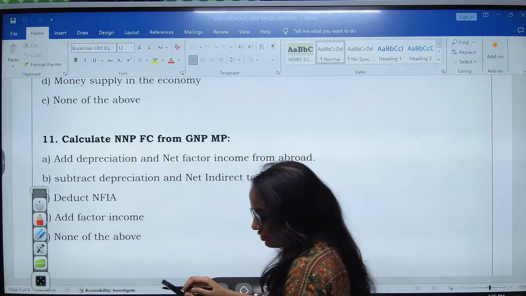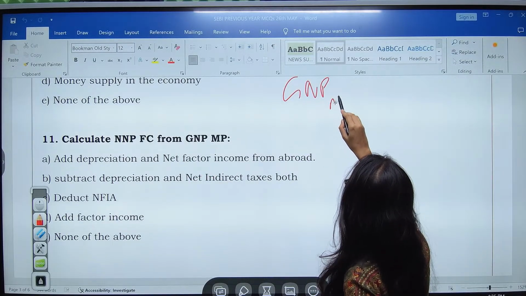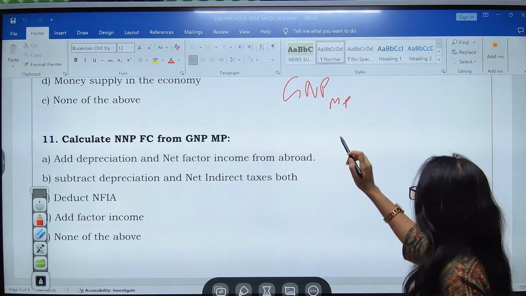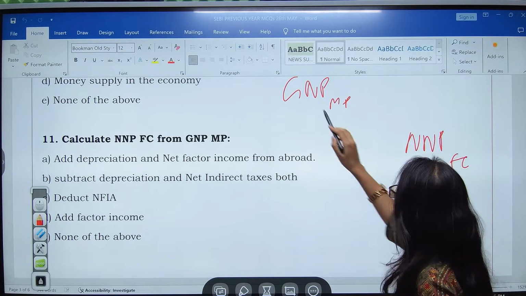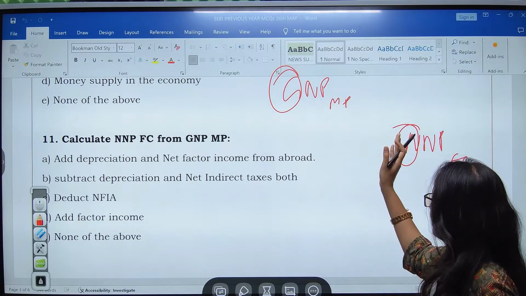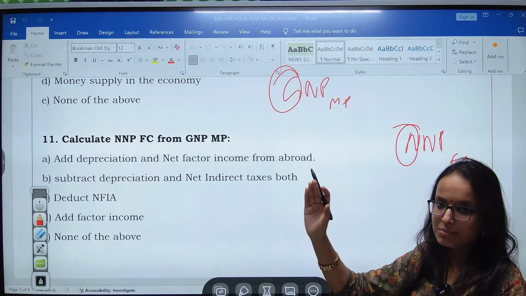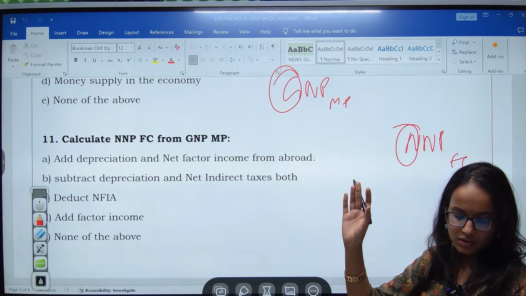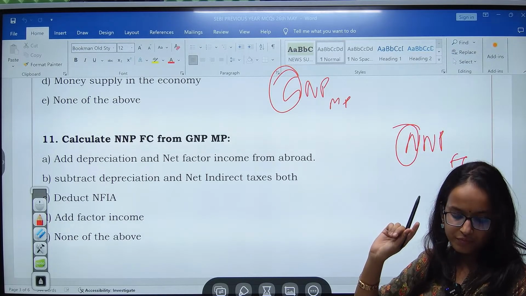Now, let's come back to the question. The question is asking you to calculate NNP at factor cost from GNP at market price. You should proceed step by step in all such questions, okay? It would become very easy for you. First you need to know the NNP at factor cost. First thing, compare this G and N, not similar. You have to convert G into N. Now give me the answers to the questions I am asking. In order to convert G into N, what will you do? Tell me quickly.